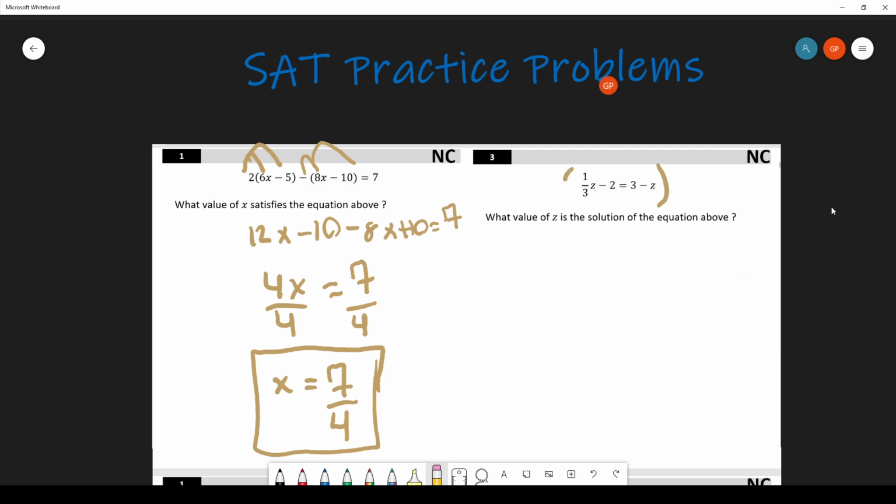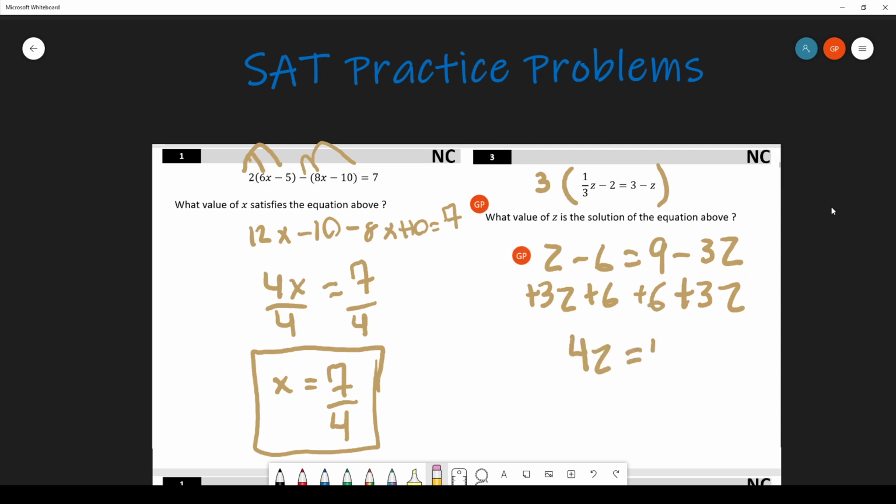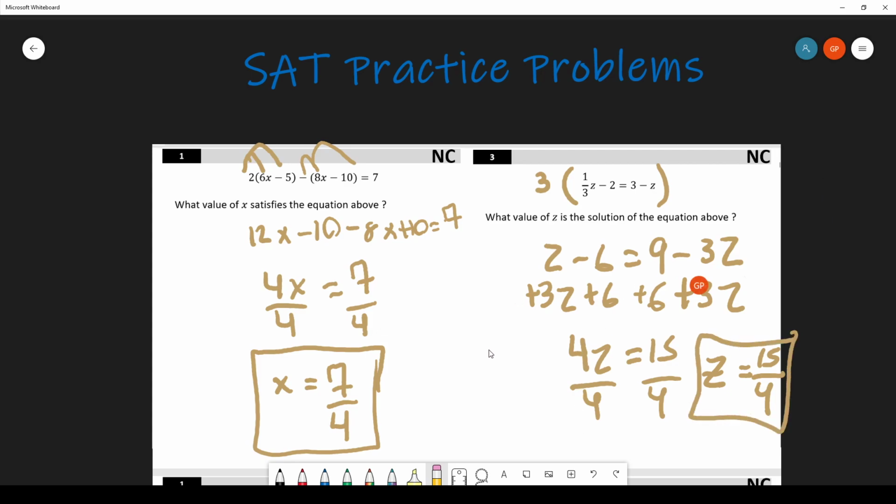We're going to multiply the entire equation by 3, and we're going to get z minus 6 is equal to 9 minus 3z. Now the next step is to combine like terms. So we're going to be moving 3z to the other side, and we're going to be moving 6 to the other side. So I'm going to get 4z is equal to 15. Then I'm going to divide both sides by 4, and I'm going to get that z is equal to 15 over 4. Another fairly simple problem. Let's do some more.